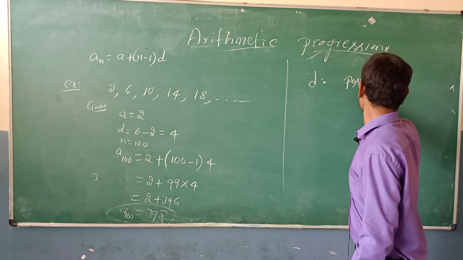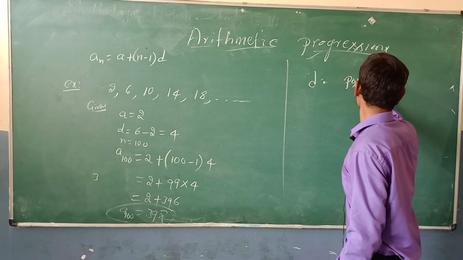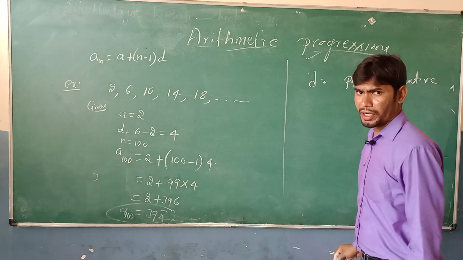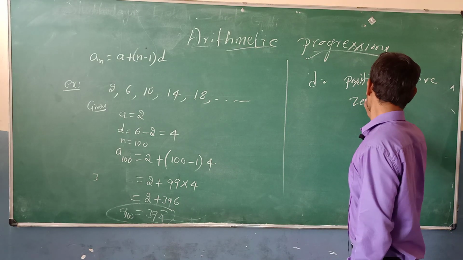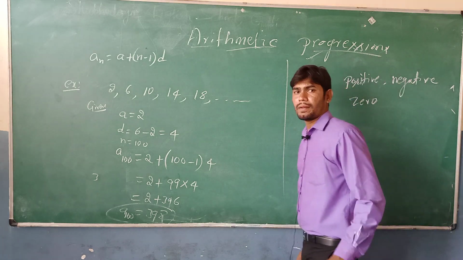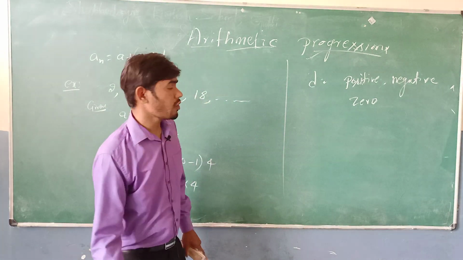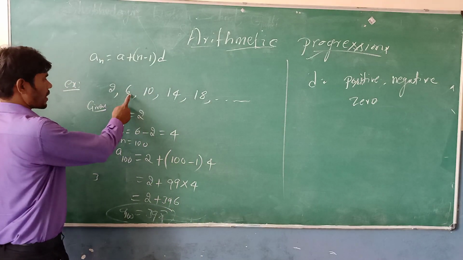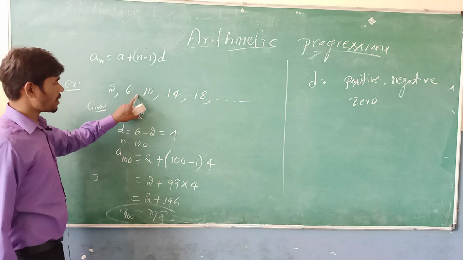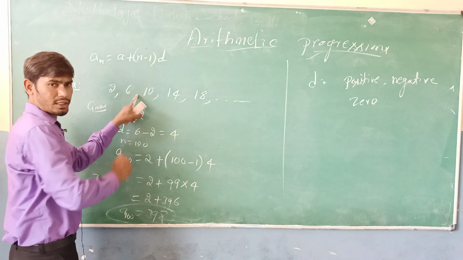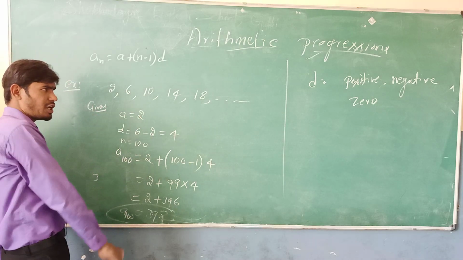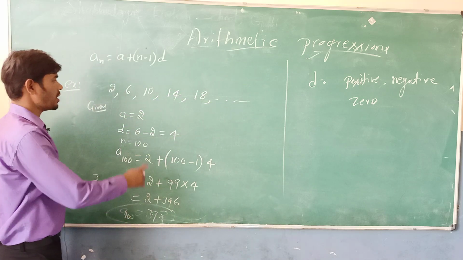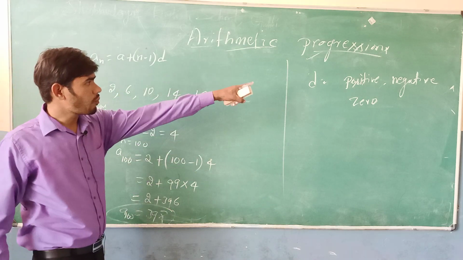Then the common difference D may be positive or negative, or it may be zero. For some examples, here the common difference is 4, and here also the common difference is 4. That's why we call it an arithmetic progression. The common difference of this arithmetic progression is positive.